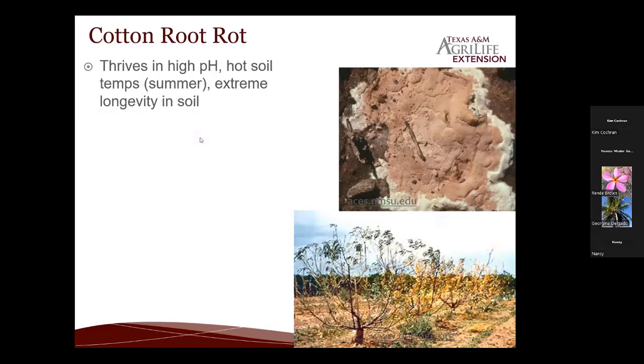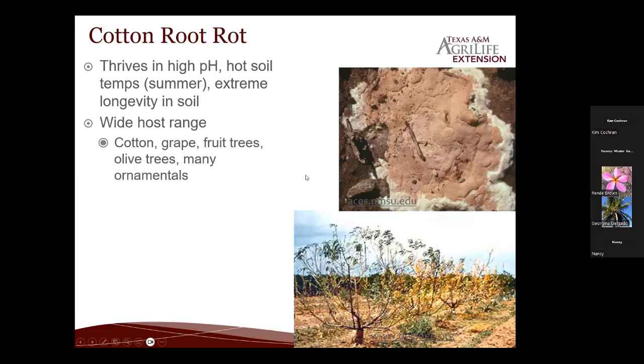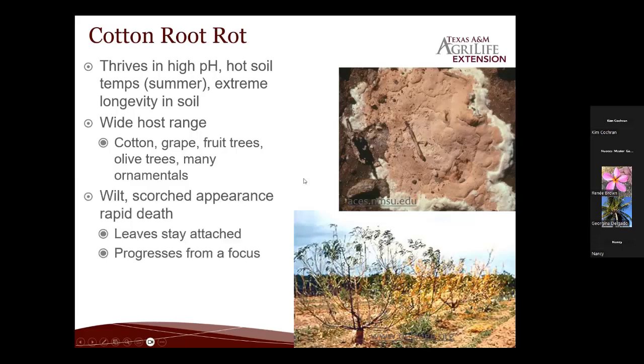It really likes hot soil temperatures over like 85 or so, and it can live for over 100 years in the soil, possibly longer. That's just as far back as we've recorded. And when I say it, I mean its sclerotia can live that long in the soil. It has a wide host range, ranging from cotton to grapefruit trees, a lot of our ornamentals and vegetables, upward of about 1,000 crops, I think.